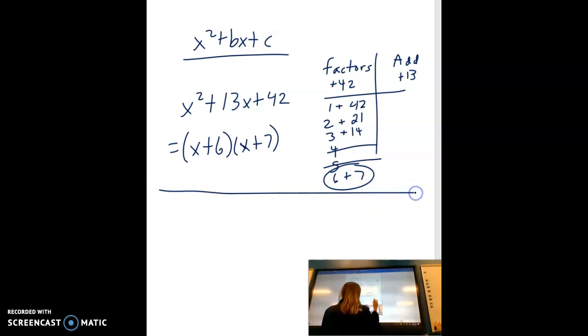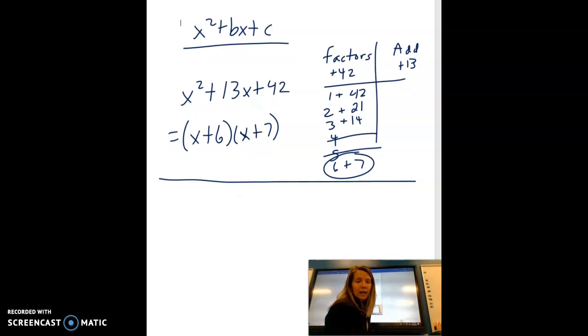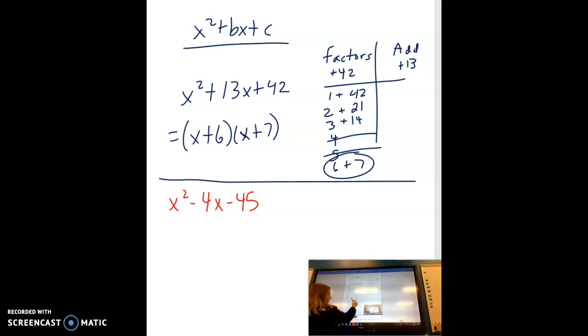Now what gets challenging is if my b and c values change to be negative values and so forth. So let's go ahead and see another example. If I have x squared minus 4x minus 45. Okay, so notice this is still a quadratic. I start with x squared, so I need to go to my factors list.